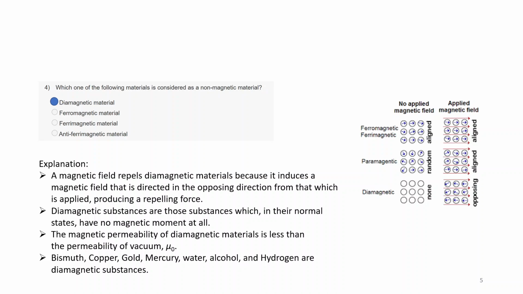So diamagnetic substances are those substances which in their normal states have no magnetic moment at all. The magnetic permeability of diamagnetic materials is less than the permeability of vacuum, mu naught. Bismuth, copper, gold, mercury, water, alcohol and hydrogen are diamagnetic substances.